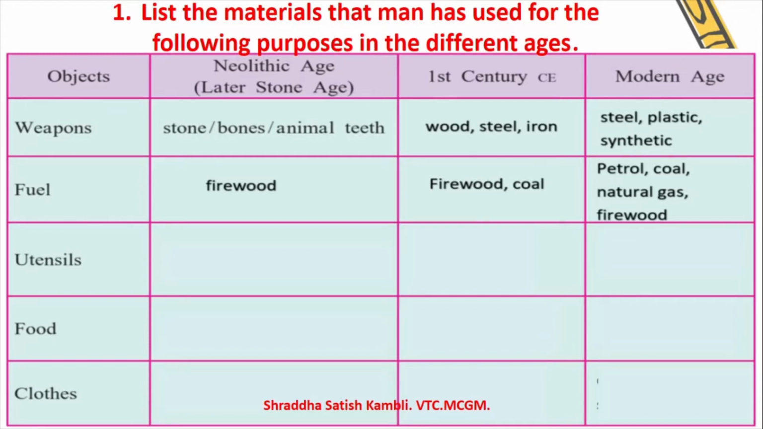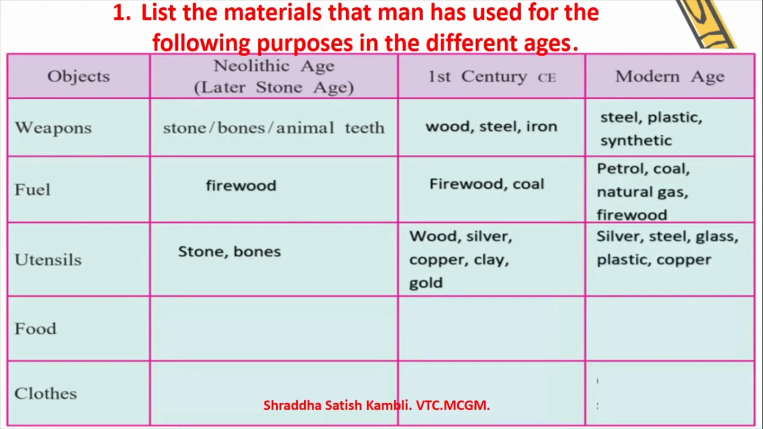What about utensils or vessels which were used? During the Neolithic age, vessels were made of stone or bones, because we did not know the technology to develop other things in order to make vessels. Whereas in the first century CE, we started making use of wood, silver, copper, clay, even gold. The people from royal families, that is kings and queens, used to eat in vessels made of silver and gold. And now in the modern times, we have silver, steel, glass, paper, copper, and so many other things also, which we are not supposed to use.